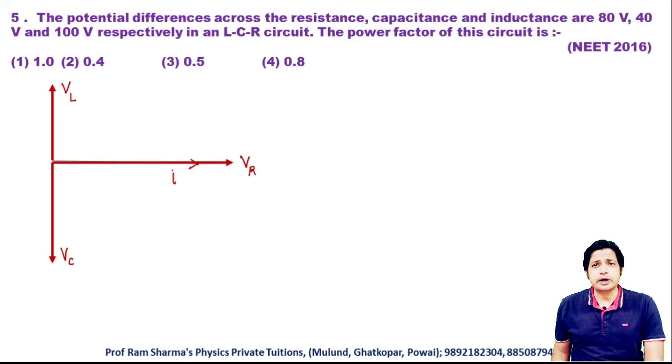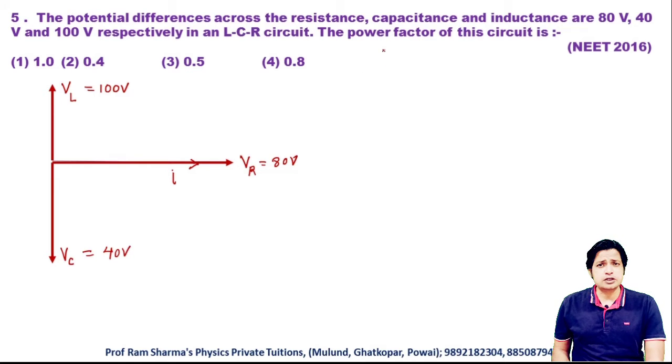And now let me write its values. We are given that the voltage across the resistor is 80 volts, VL, the voltage across the inductor, is 100 volt, and the voltage across the capacitor is 40 volt. This is the diagram. Now what we have to find out is the power factor, that is cos of the phase difference between the final voltage and the current. If you see carefully, VL and VC are in opposite directions, so they will cancel out.